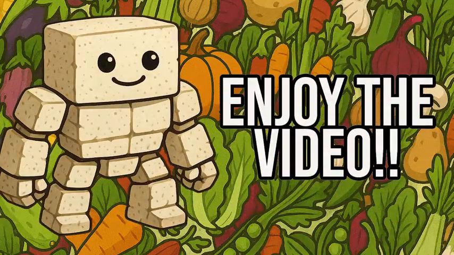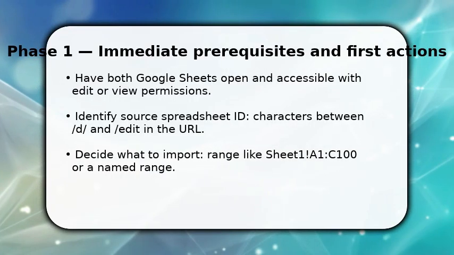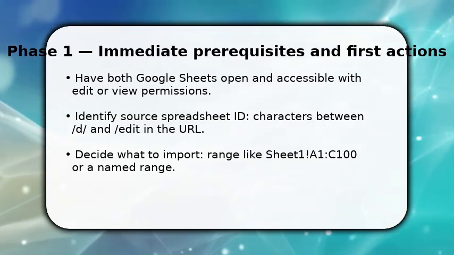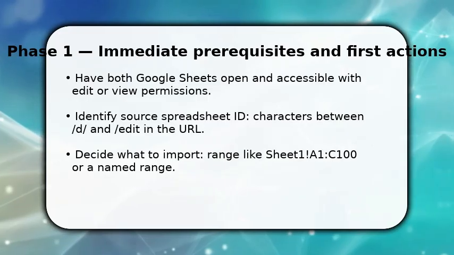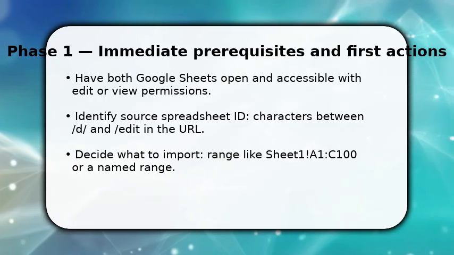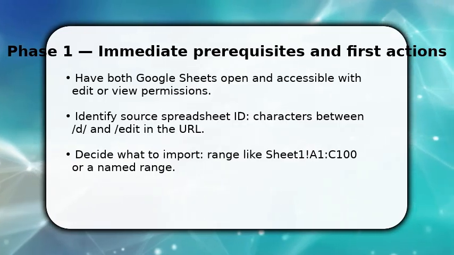Please enjoy the video. You already have 2 sheets open. Now you start linking. First, confirm you have at least view access to the source file, because permissions gate the link. Next, copy the source spreadsheet ID from the URL. That ID tells Sheets where to pull data.